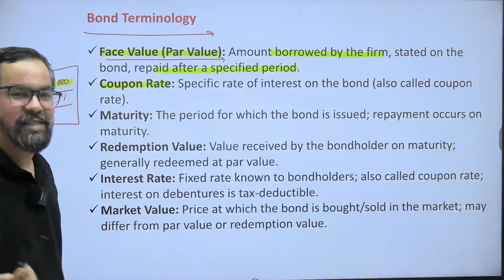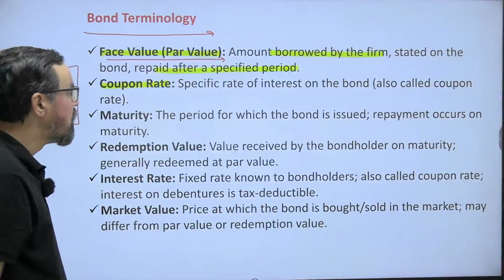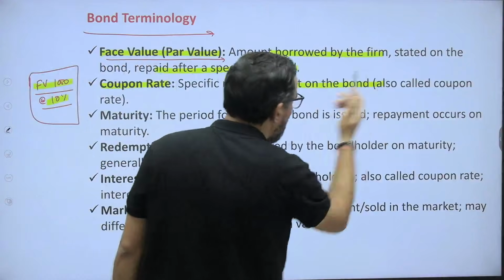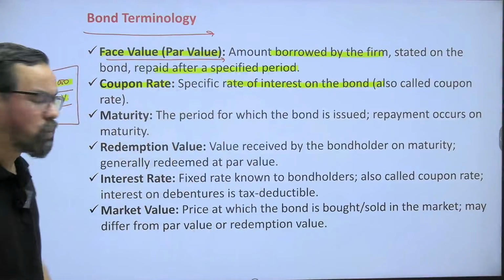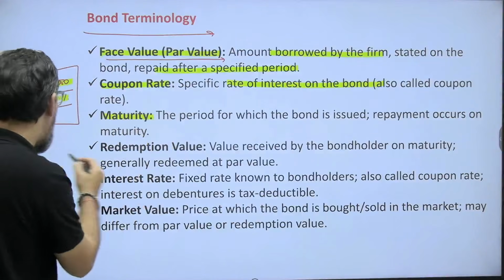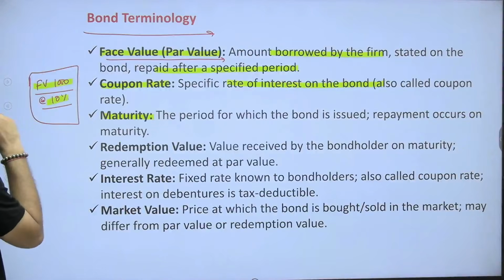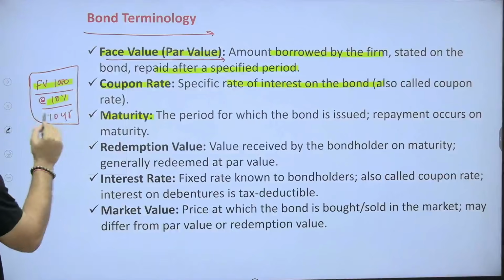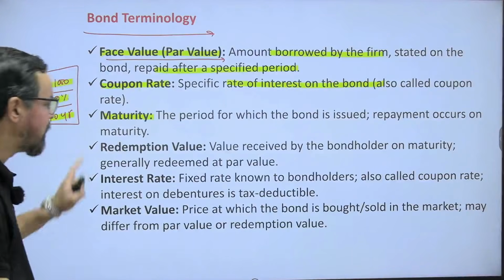It is nothing, it is just the rate of interest. So this is called the coupon rate, the specified rate of interest on bonds. Maturity is for how long we have issued this particular bond, or for how long that borrower is raising funds. So this is your maturity, 10 years in this particular case.